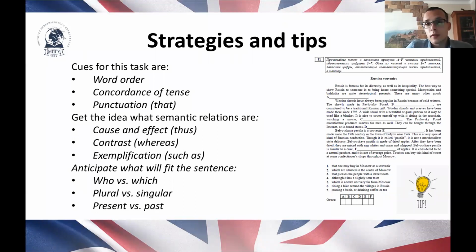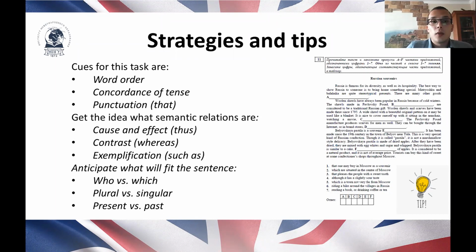So look at word order. When you find the element, look at the word order before the element and after the element, because it also involves some cues. And concordance of tense. For example, if the sentence is written in the present tense, it's highly unlikely that there will be an element in the past tense. That's why we put past with past, and present with present. And punctuation: if we put "that", it means that before that we don't have any commas. But if we put commas, it's not "that", it can be "which", "who", etc.